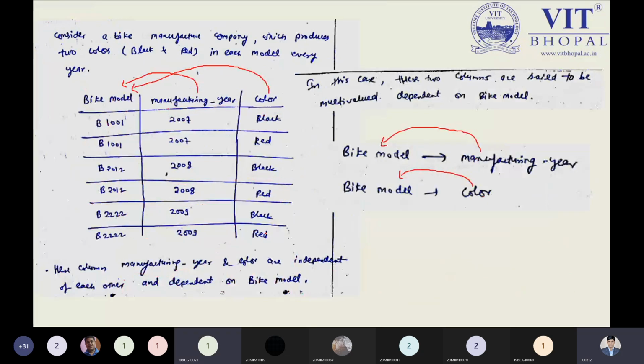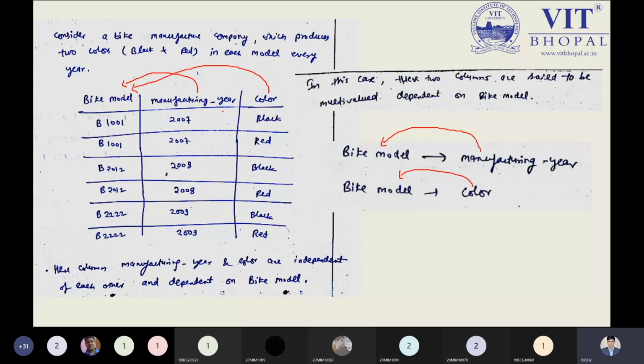This one example. Now, are you able to see this example? Yes, sir. So, what is this example saying to us? This example is saying to us that the manufacturing year and color, these are the two attributes. Both are independent of each other.